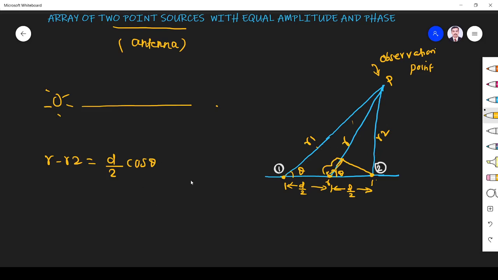Okay, how is it d by 2 cos theta? It's a right angle triangle. This angle is theta, here you see. So cos theta is equal to what? Adjacent over hypotenuse. So this side is adjacent. Let us assume this is x. The adjacent side is x, and the hypotenuse is this distance, that is d by 2. So x is equal to d by 2 cos theta. So that's what this distance is, d by 2 cos theta.